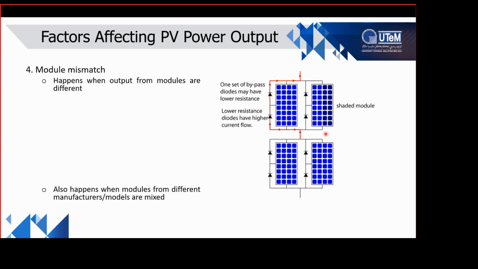That is the concept. So if, let's say, one module is shaded, like in this example, then the total current will be affected. That's why we have bypass diodes to compensate some of it, but it is still going to be affected.